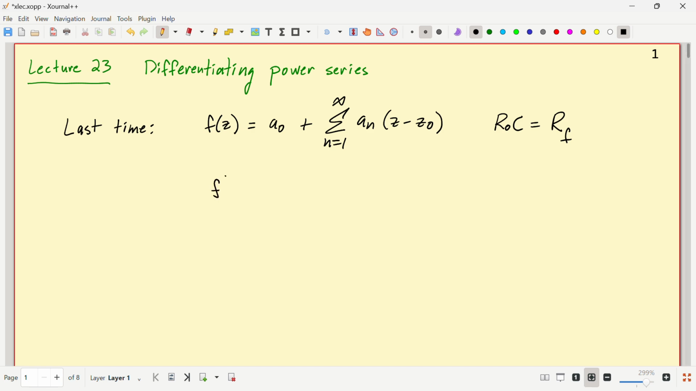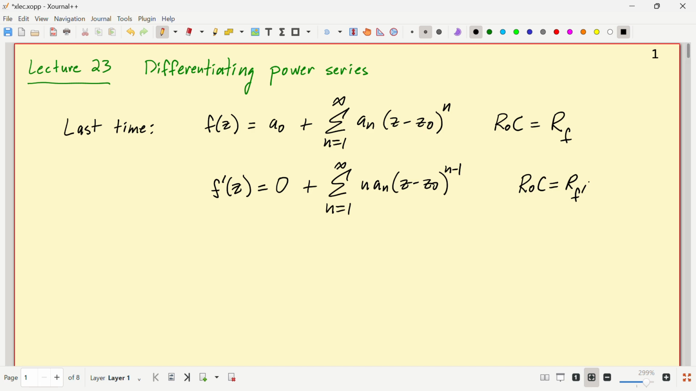And the fact is, f prime of z, when you differentiate that thing above, treat it like a polynomial, the derivative of the constant term would be 0. And then this would be the sum as n goes from 1 to infinity of n a n (z minus z naught) to the n minus 1. It's the radius of convergence of this power series, we'll call r of f prime.